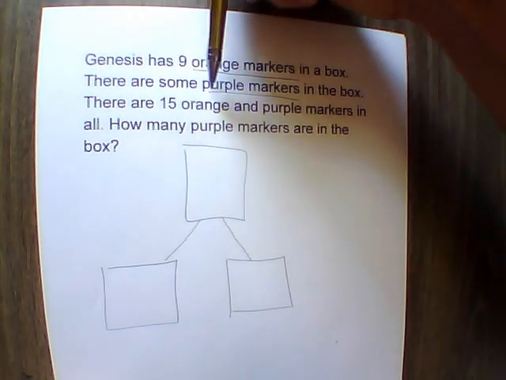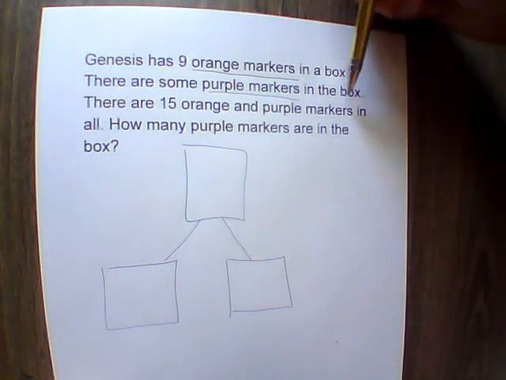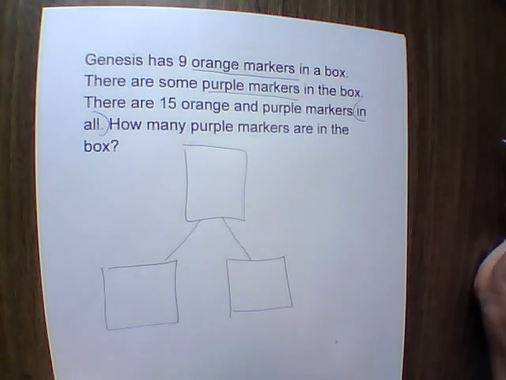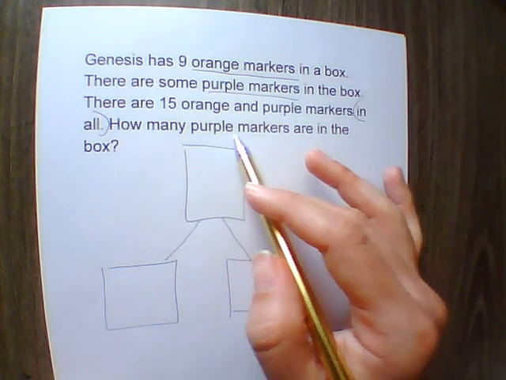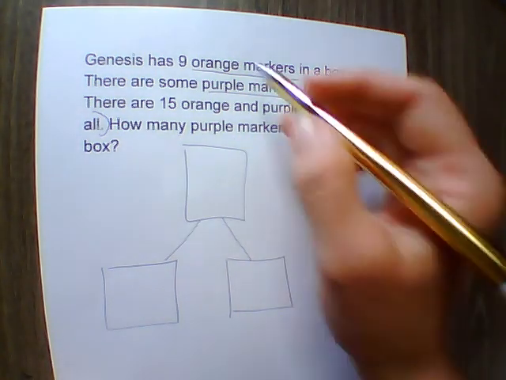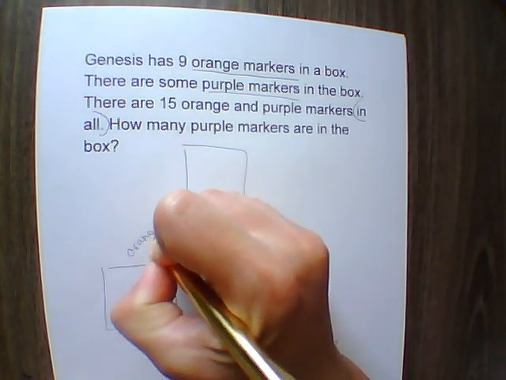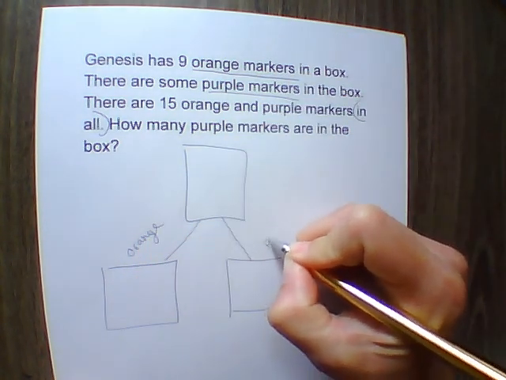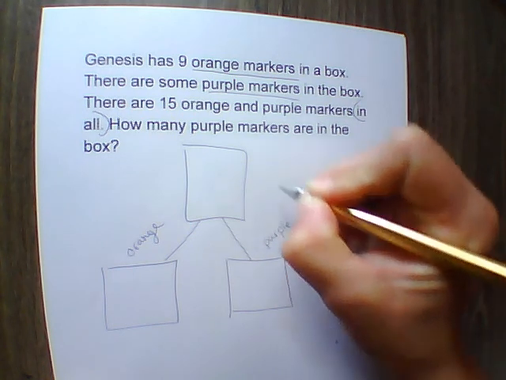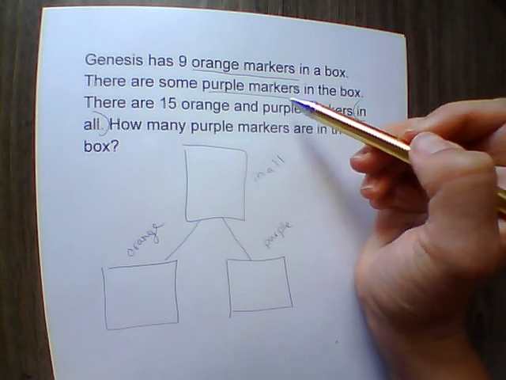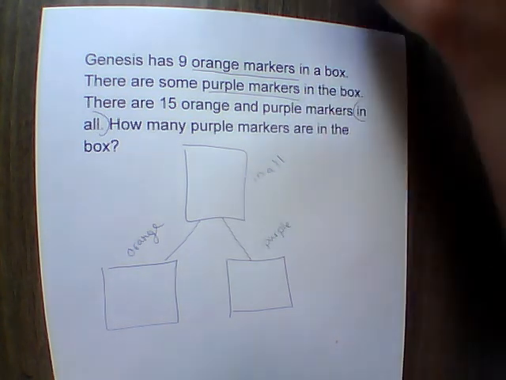There are 15 orange and purple markers in all. So that's our in all again. How many purple markers are in the box? So I'm going to go back and write my orange and my purple and then my in all at the top. Then I'm going to read it again and fill them in as we go.